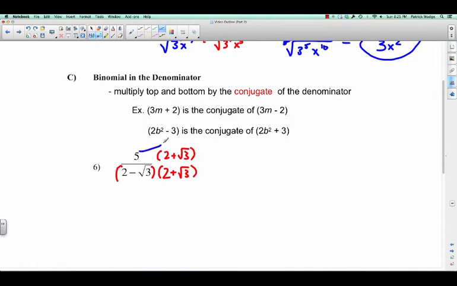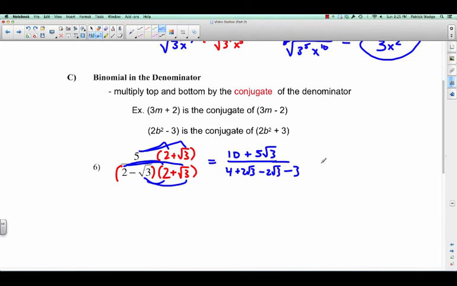Okay, on the top, you have to do mountains. So you get 5 times 2 is 10, and 5 times root 3 is 5 root 3. On the bottom, you have to do mountains, and you have to do valleys. 2 times 2 is 4. 2 times root 3 is 2 root 3. Negative root 3 times 2 is negative 2 root 3. Hope that makes sense. You have a 1 here, and negative 1 times 2 is negative 2 plus the root 3. And the last one is negative root 3 times positive root 3. Well, negative times a positive is a negative, and root 3 times root 3 is 3.